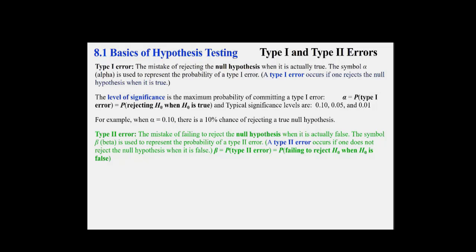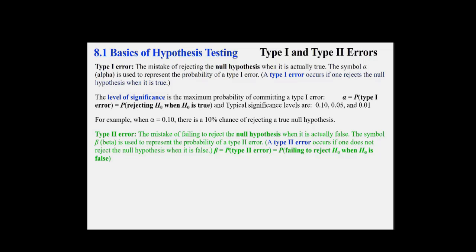Type 2 error. The mistake of failing to reject the null hypothesis when it is actually false. The symbol beta is used to represent the probability of a type 2 error. A type 2 error occurs if one does not reject the null hypothesis when it is false. Beta is equal to P(type 2 error), which is P(failing to reject H0 when H0 is false).